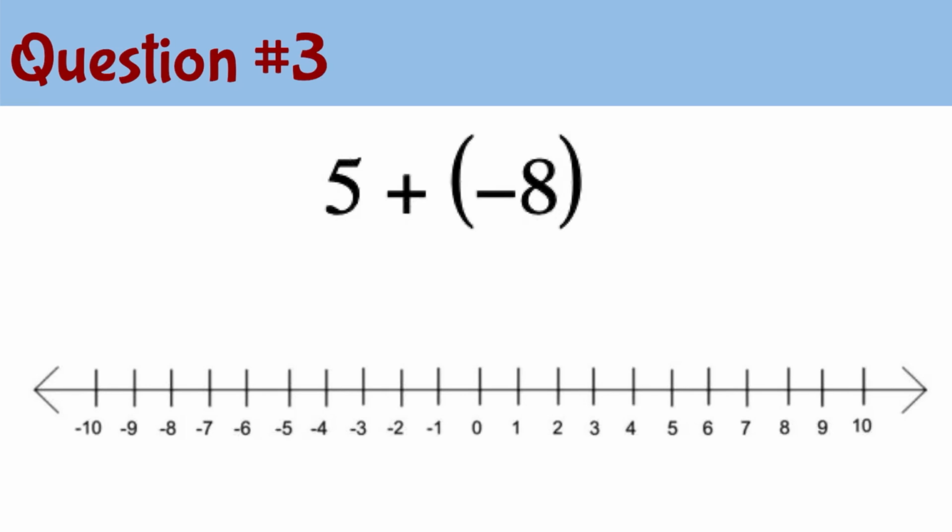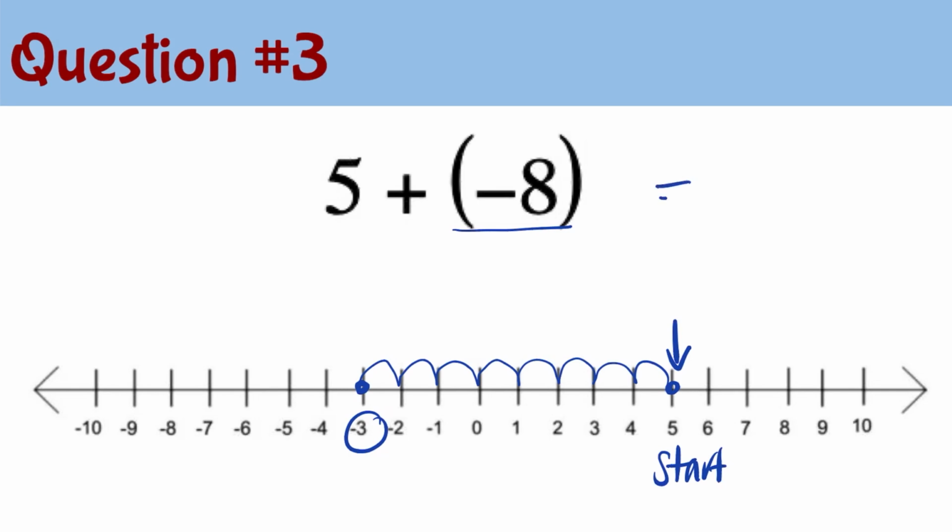Question number 3. 5 plus negative 8. So here the starting point is positive 5. And from the positive 5, we're moving 8 units to the left because we're adding a negative number. So we have 1, 2, 3, 4, 5, 6, 7, 8. So the answer for this problem is negative 3.